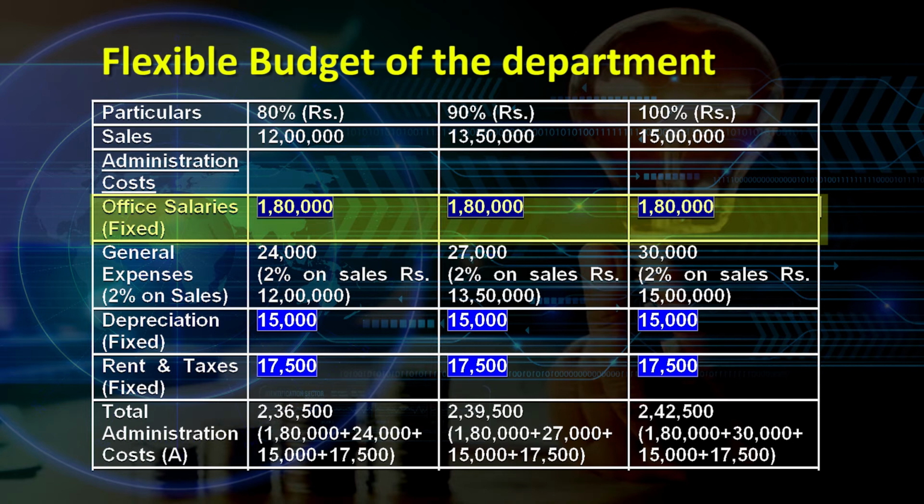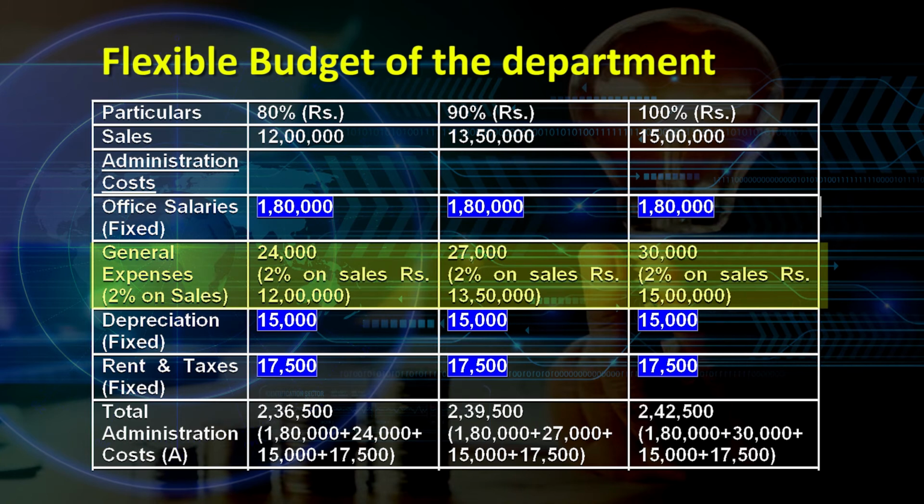First, office salaries, they are fixed at 1,80,000 rupees. So write down 1,80,000 for all the 3 levels. The next cost is general expenses, which is to be taken at 2% on sales. Accordingly, at 80% and 12 lakh sales, the general expenses will be 2% of that, rupees 24,000. At 90% sales, rupees 13,50,000, 2% of it, rupees 27,000 will be the general expenses, while at 100% accordingly the general expenses will calculate to rupees 30,000.